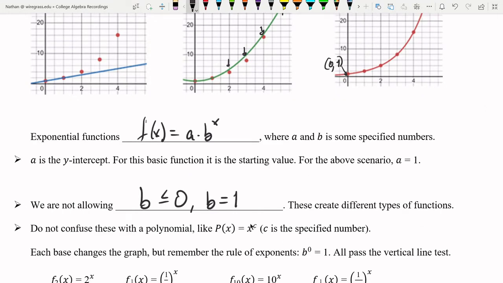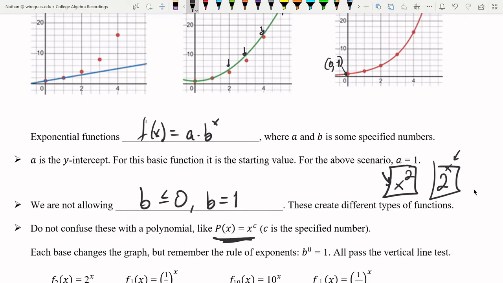It's important to note that this is not the same thing as a polynomial function, right? Polynomial functions are something like this, where you have x squared, but exponential functions are 2 to the power of x. The x variable is in a different part of the expression. One's in the base, as in the polynomials, and one's in the power for exponentials.